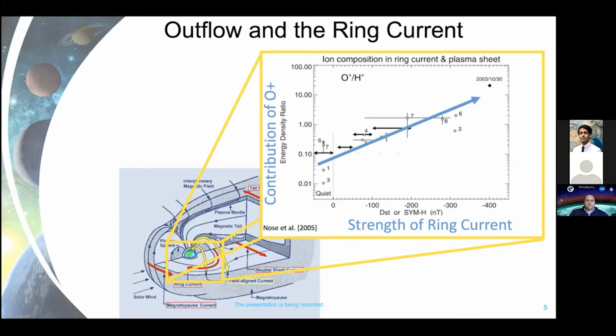What you see is that for stronger events, you're getting a larger contribution of ionospheric plasma. So if you want to understand the magnetosphere and where the plasma comes from during strong events, you have to understand the source from the ionosphere, the internal source of plasma.